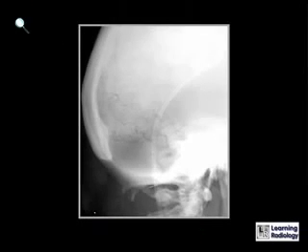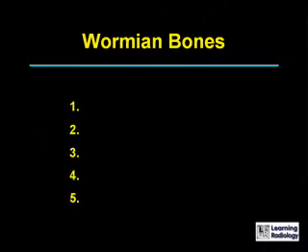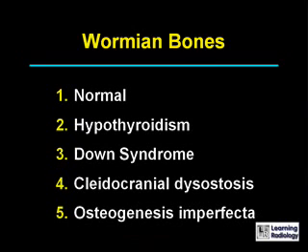Here is the next differential diagnosis. Pause the player. The diagnosis is for intersutural bones, Wormian bones. There are 5 causes listed. Pause the player. 5 of the causes of Wormian bones include normal, hypothyroidism, Down syndrome, cleidocranial dysostosis, and osteogenesis imperfecta.